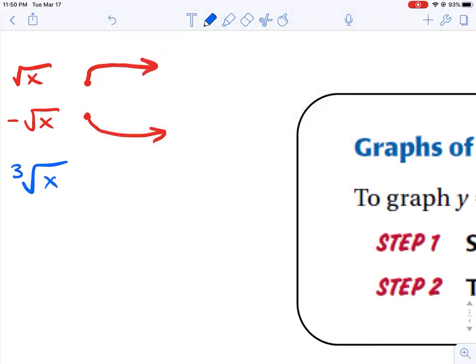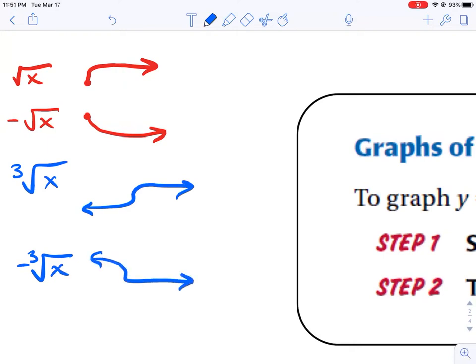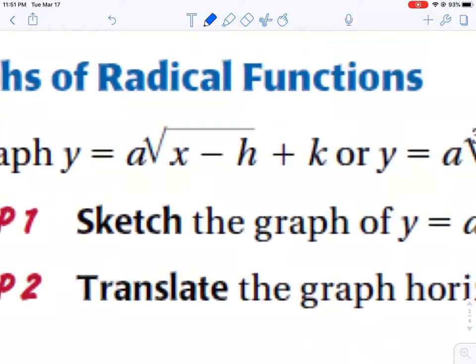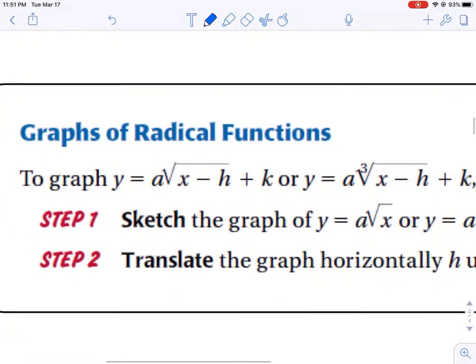Likewise, a cube root of x is kind of like a stretched out S. Looks like this. And a negative cube root of x is just that flipped. Okay, it's my rough sketch of it. So since we know that, it turns out we have some shortcuts here. They write it in very mathy language, so let's pick this apart here.